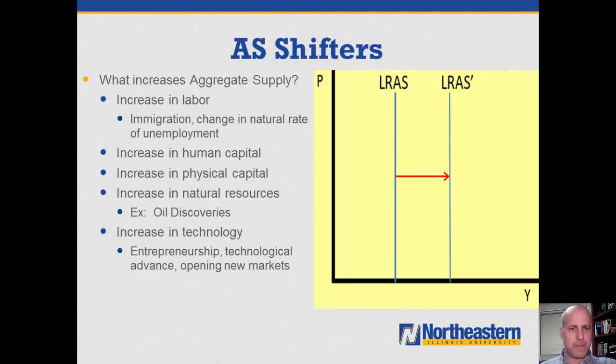aggregate supply. As workers become more educated and develop more skills through human capital, this can lead to an increase in aggregate supply. Increases in physical capital, increases in our level of natural resources, or improvements in technology. All of these things increase aggregate supply and increase the level of output that's consistent with full employment, or the natural rate of employment.